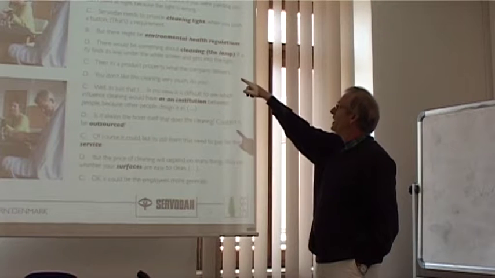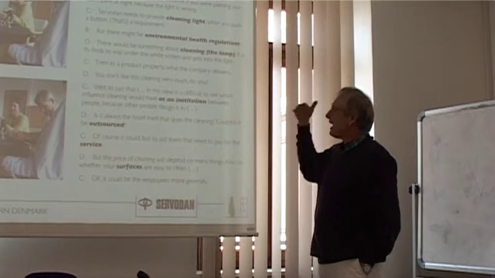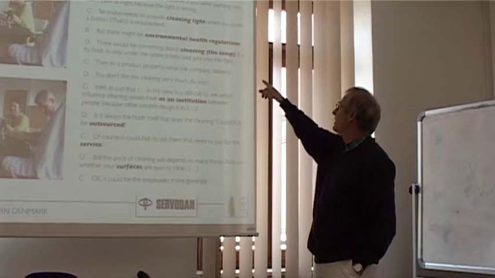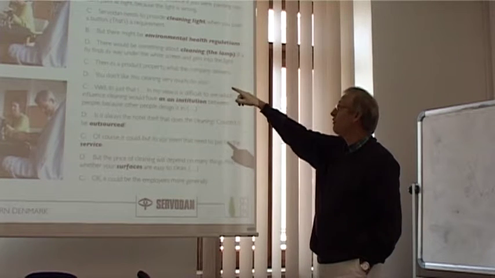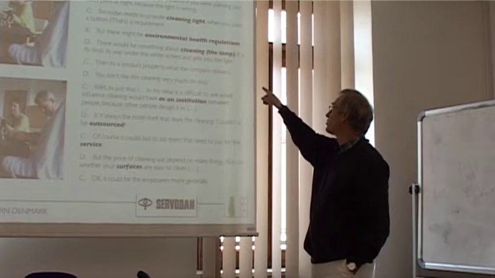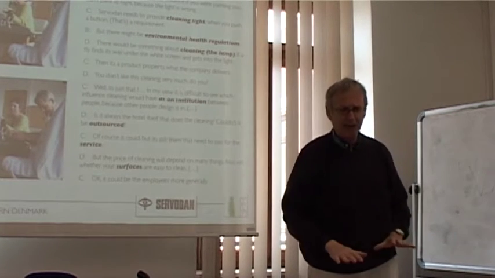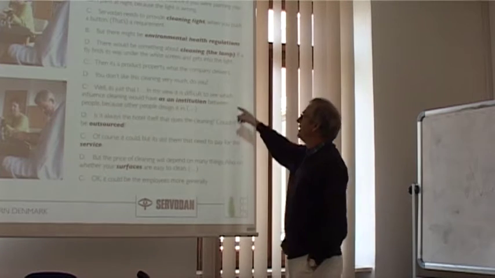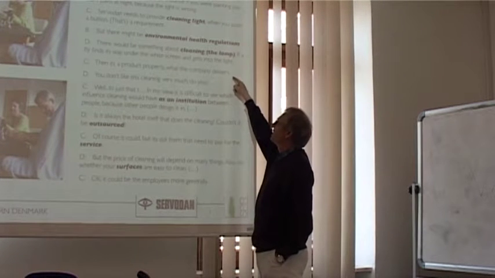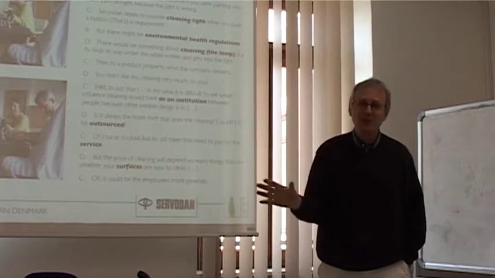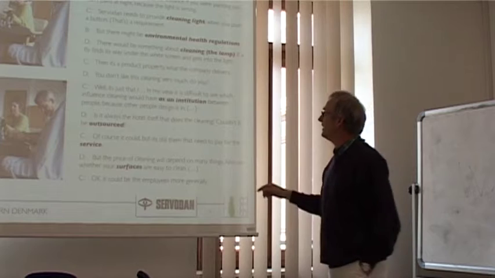B tries again, but there might be environmental health regulations. D tries. There would be something about cleaning the lamp itself. If a fly finds its way under the white screen and gets into the light, you can just imagine the fly as a shadow of a fly. C says that it's a product property, what the company delivers. It's a specification. You don't need to actually talk to cleaners.